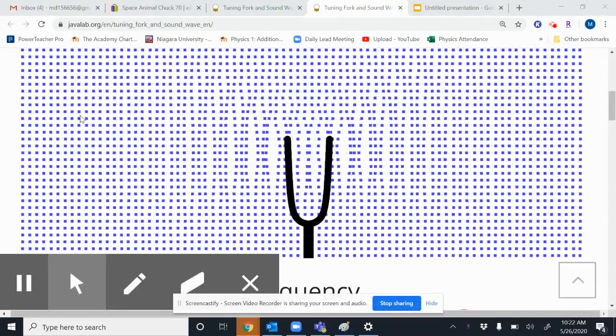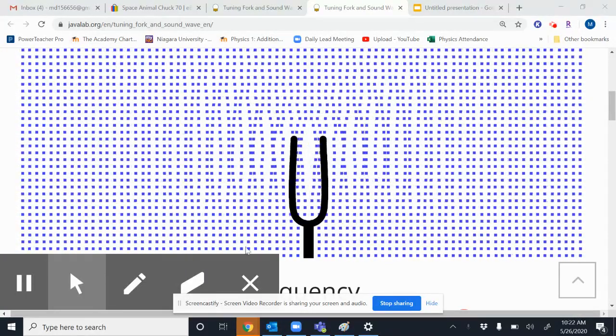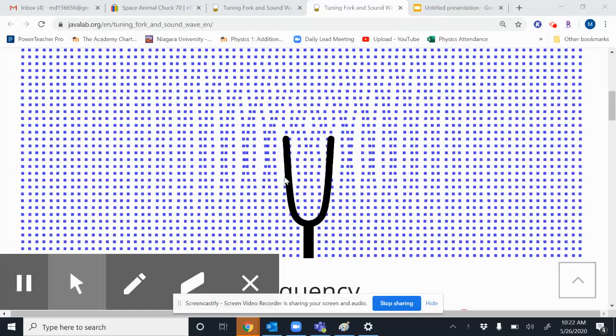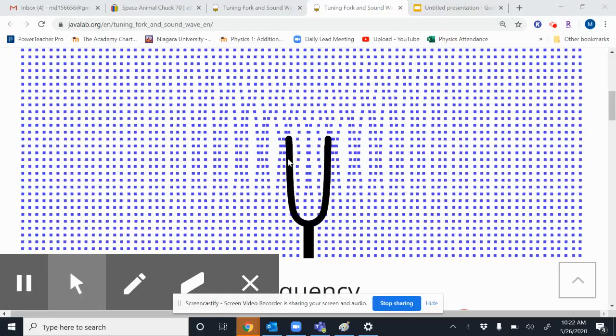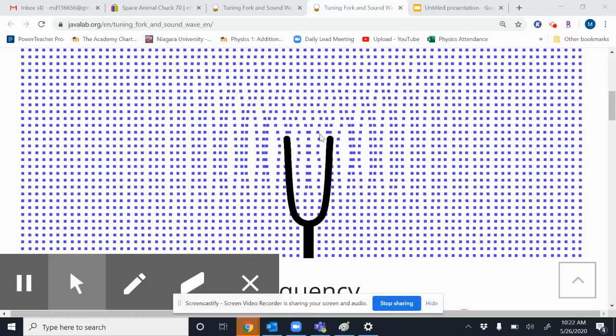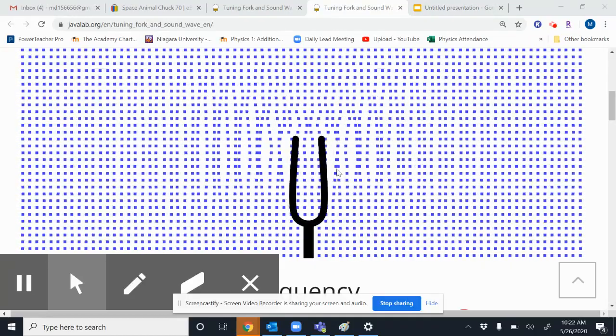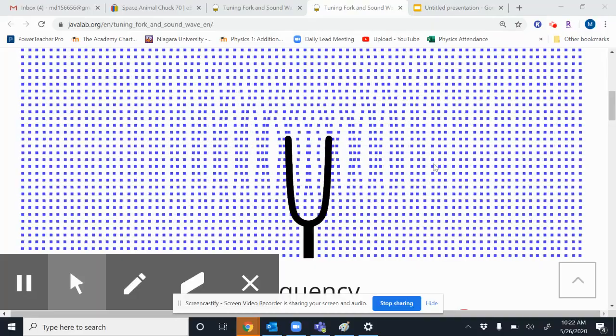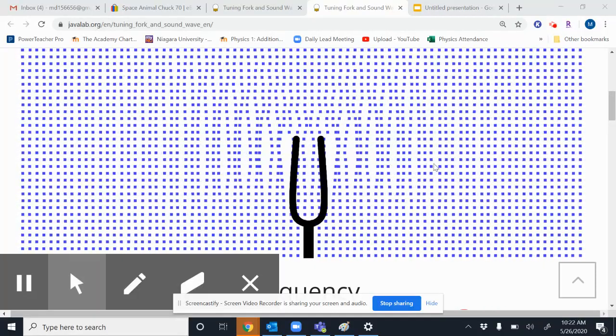So let's look at one object. Let's look at a tuning fork. Now, you strike the tuning fork, it will shake. It'll vibrate at its natural frequency. And you can see it's producing waves. These waves travel through the air.